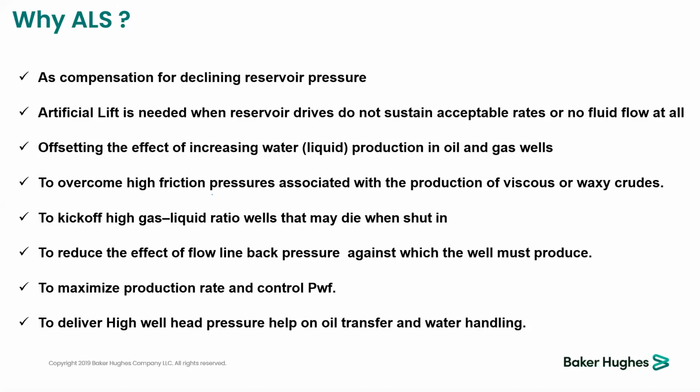Also, artificial lift is needed in order to reduce the effect of flow line back pressure. If we have multiple flow lines already connected together, and some of those flow lines have a high pressure, while we have one well producing at low wellhead pressure, that might affect the production in terms of rate and in terms of performance as well. So artificial lift.